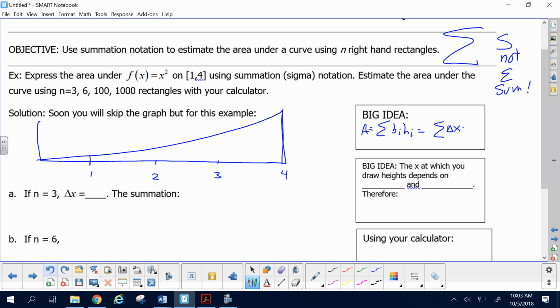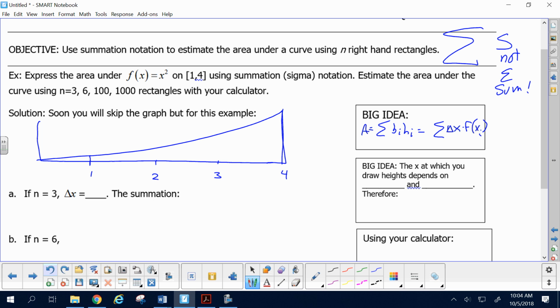The heights come from the function, and it depends on if you're using right or left, but it's the function not at just any old x, but at different x's. And so we're going to write that as x sub i. The function at different x's, sequentially. The first x, the second x, the third x, to get the first height, the second height, the third height. Are you with me so far? Yes. Cool. Let's go back over here.